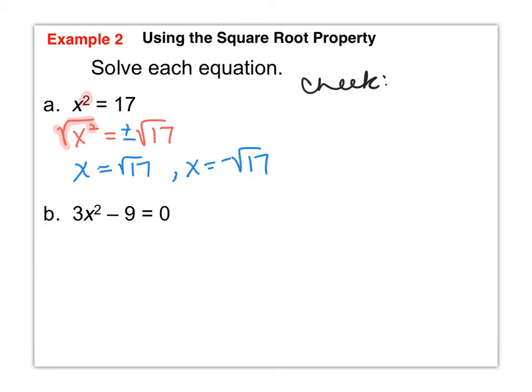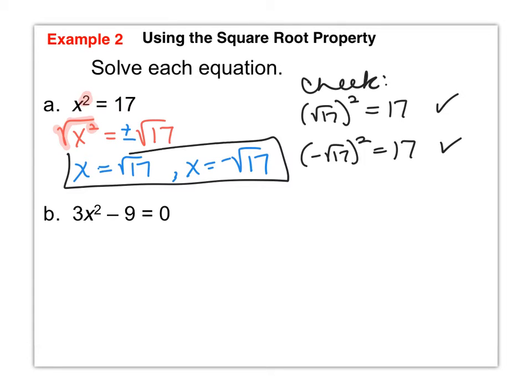When you check x equals square root of 17, that quantity squared does equal 17, and then checking the negative square root of 17, that quantity squared also equals 17. So these are our two solutions to the quadratic equation.